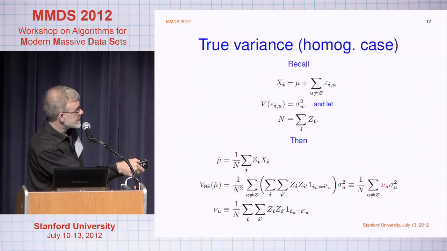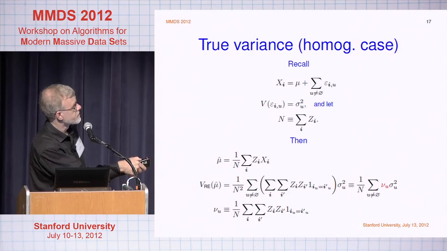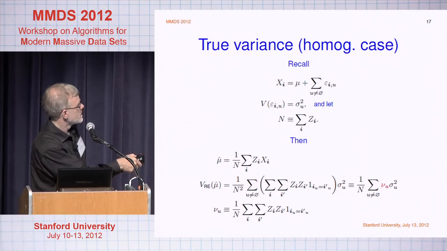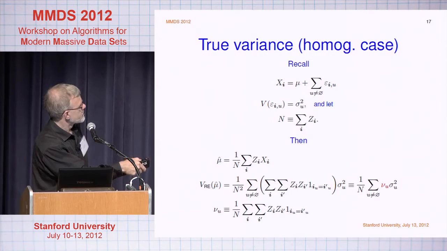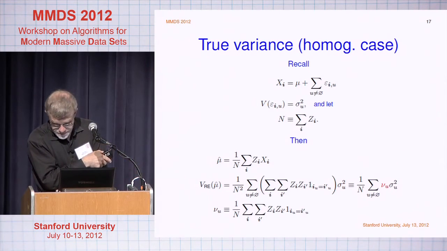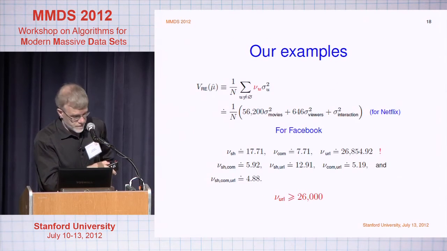So in the Facebook example, there's only 7 different variances, and it's a linear combination of those 7 with these magic constants, gain coefficients nu. This is sort of an unwieldy formula, but you can compute it on any data set. And here's how it looks for the Netflix data.